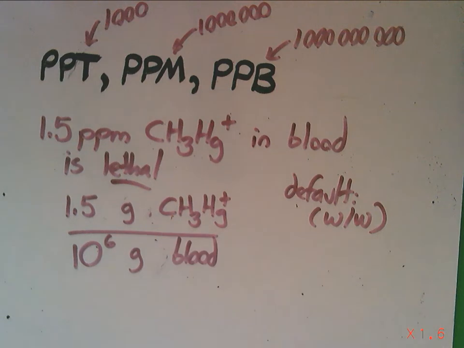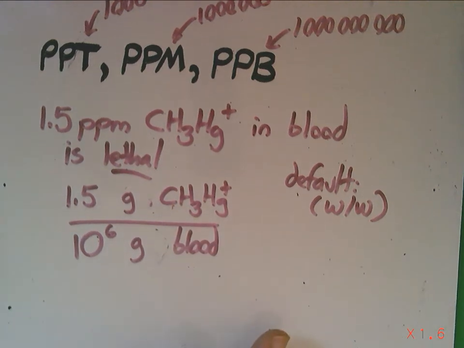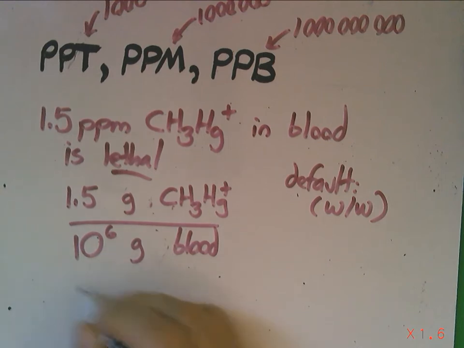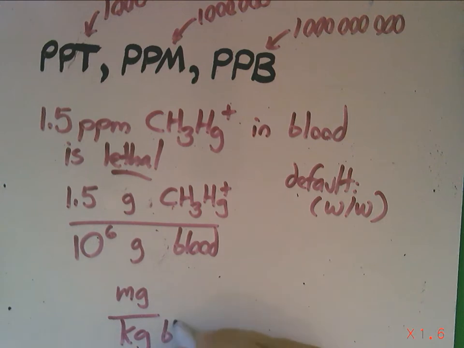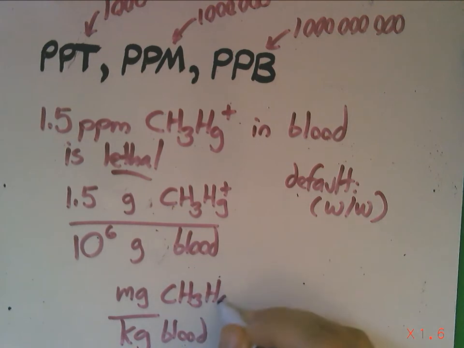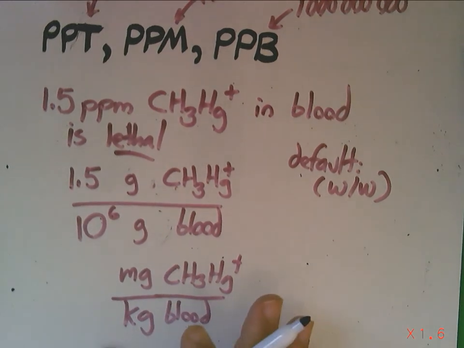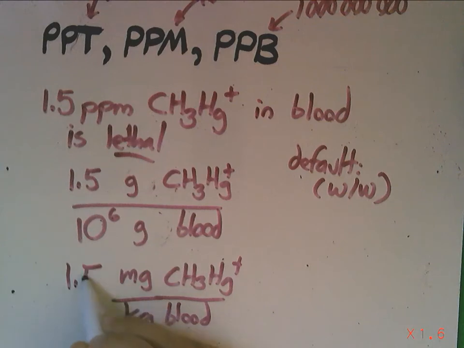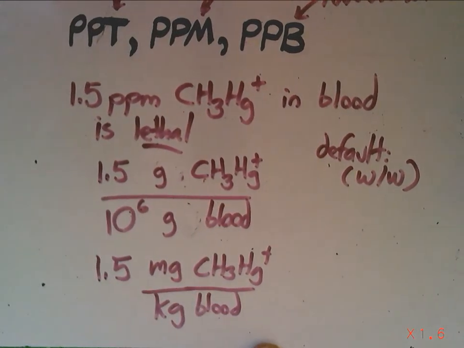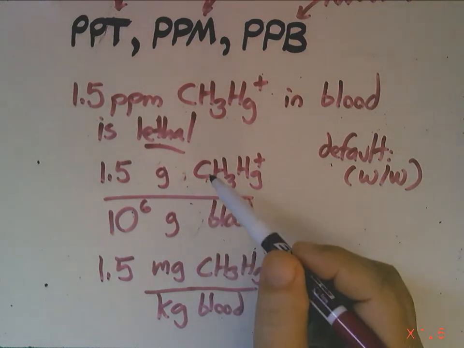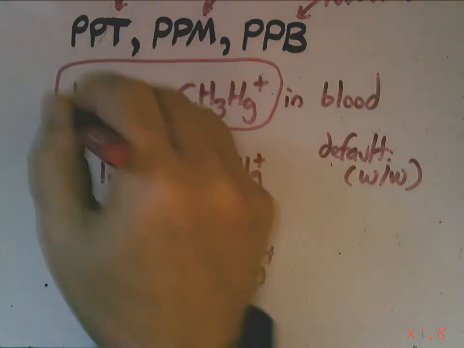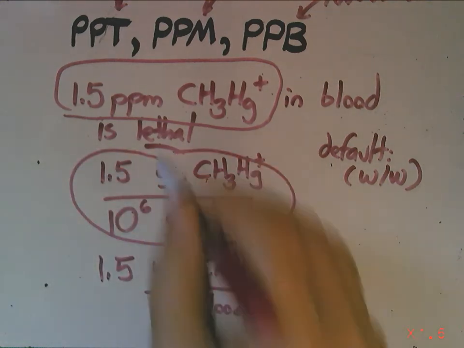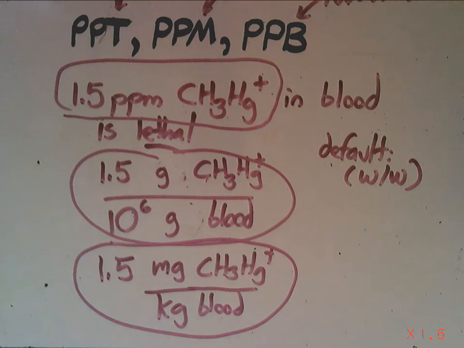Now, there's a couple of different ways that you can write parts per million here. If you look at this, if I write milligrams per kilogram, there happen to be 1,000,000 milligrams in a kilogram. So I could write this. So you can write down 1.5 parts per million as this, or you could write it as that. That will work.